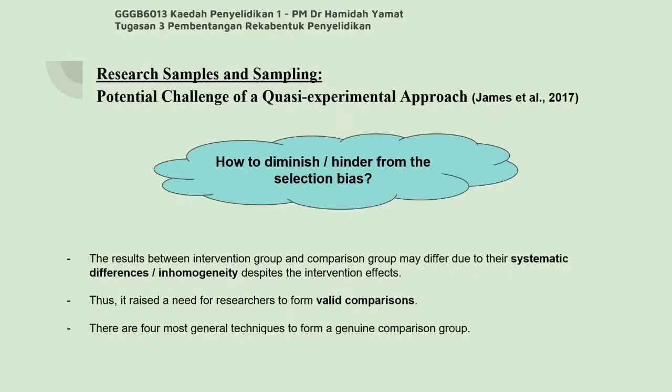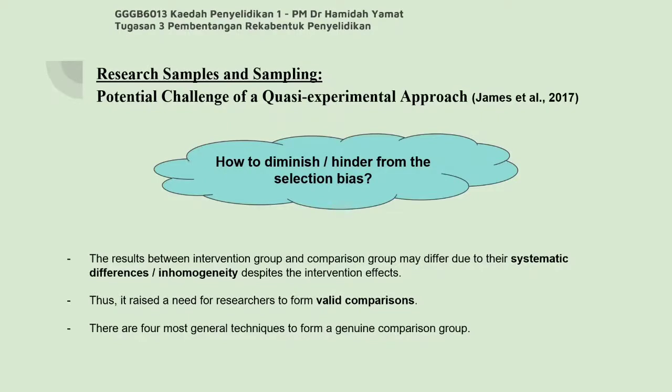However, when conducting a quasi-experimental study, there's always one main potential challenge of quasi-experimental research, which is how can they diminish or hinder selection bias? Why do we call it a selection bias? This is because the results between the intervention group and comparison group may be different due to systematic differences, or what we call inhomogeneity. This systematic difference will influence measurement accuracy. Thus, it raises a need for the researchers to form valid comparisons.